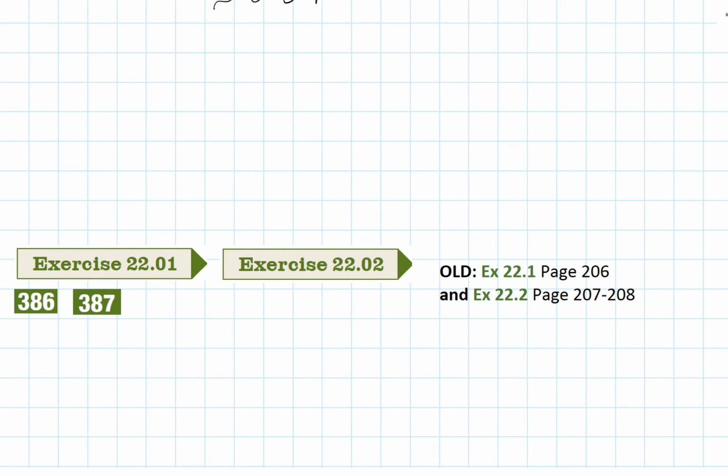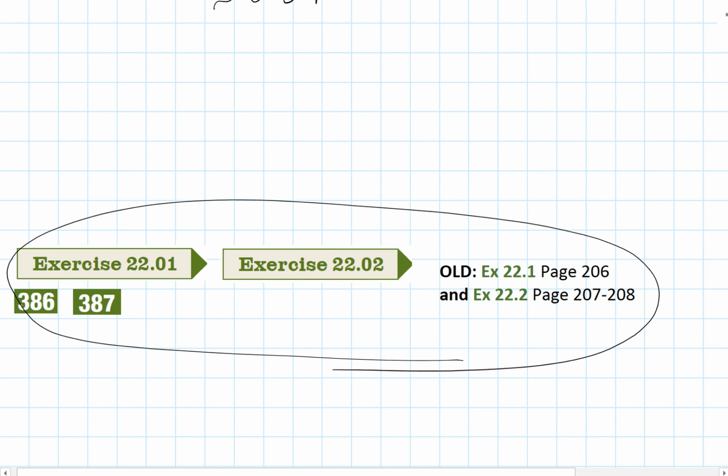Okay, so there's some work for you to practice the trapezium rule. Have some fun with that.